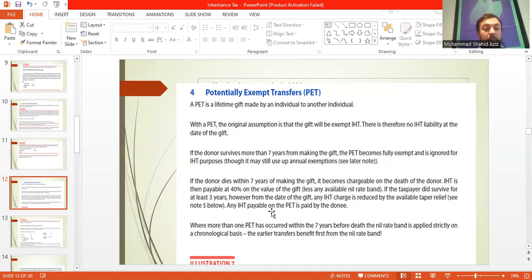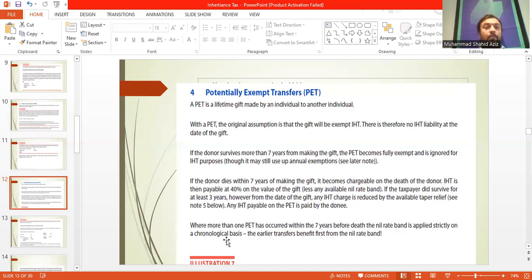Any inheritance tax payable on a PET is paid by the donee. Where more than one PET has occurred, where the person who died has given more than one gift during the years before death, the nil rate band is applied strictly on a chronological basis.